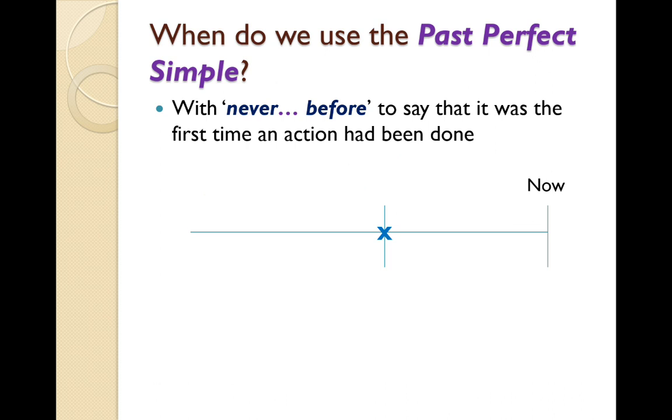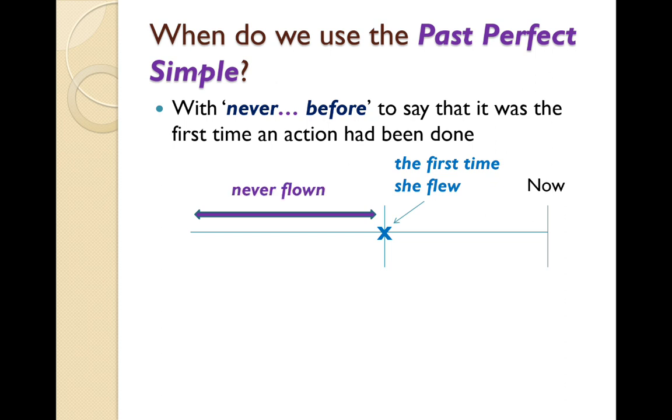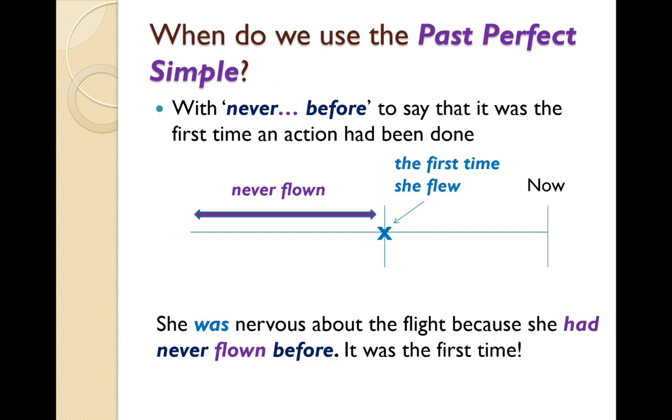Let's take another first. The first time she flew. So before that, she had never flown. She was nervous about the flight because she had never flown before. It was the first time. And we use the past simple to talk about how she felt the first time she did that activity, and the past perfect to explain that she had not done that activity before.